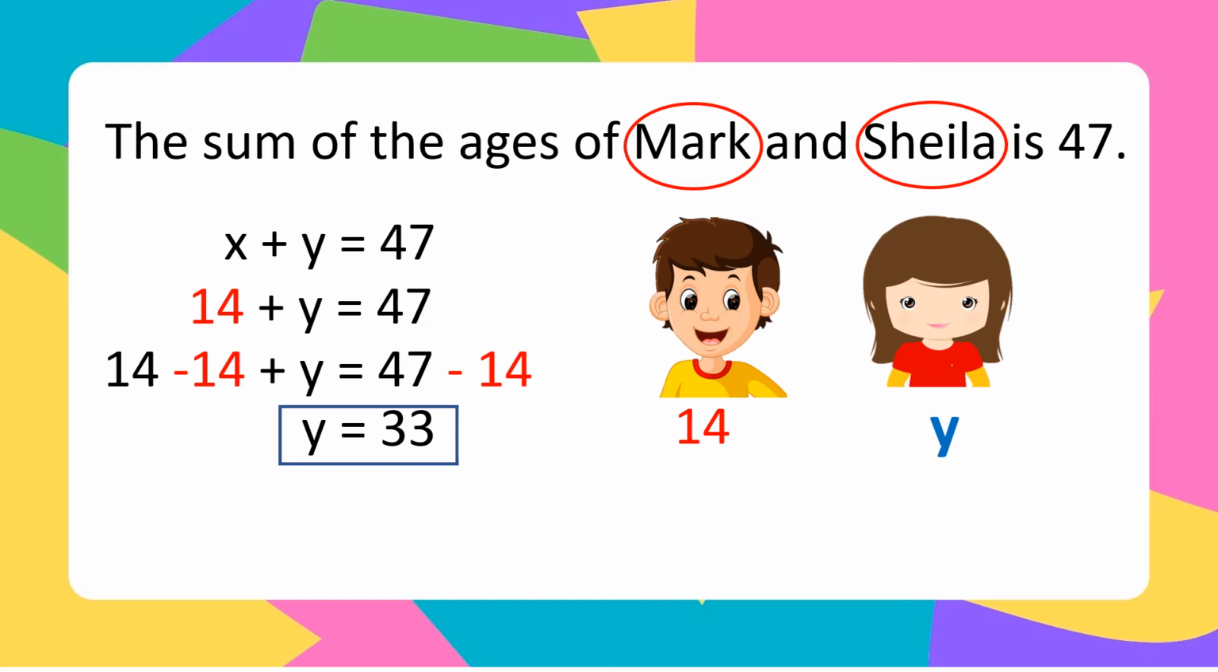Now, let's check whether our answer is correct. Going back to the given problem, it says that if we add their ages together, it will give us a sum equal to 47. So, 33 plus 14 is equal to 47. Therefore, we can now say that our answer is correct.